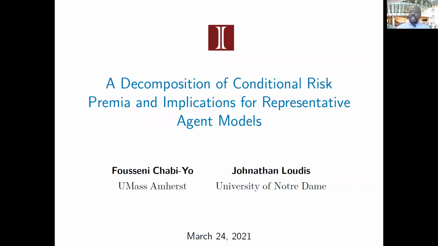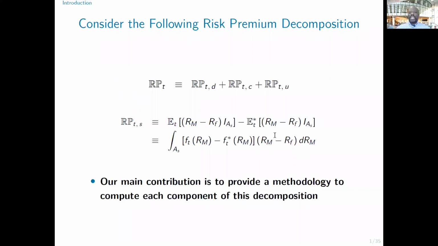Now, the main question we ask in this paper is how do we decompose the conditional equity risk premium into different components? This paper starts by considering this decomposition. What you see on this slide on the left-hand side is the conditional risk premium on the market. On the right-hand side is a decomposition of this conditional risk premium into three components.